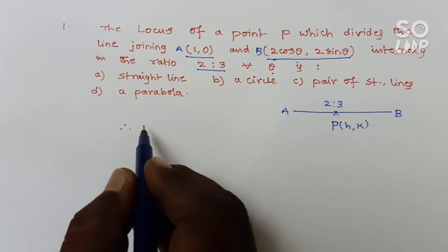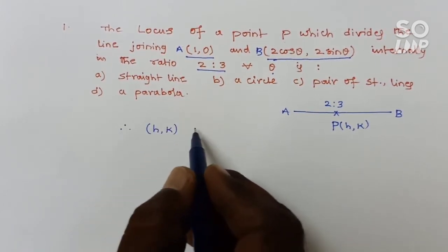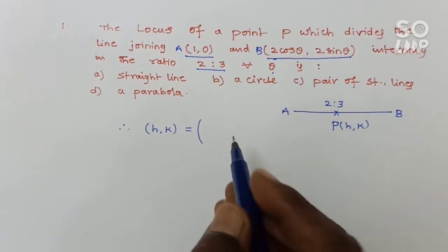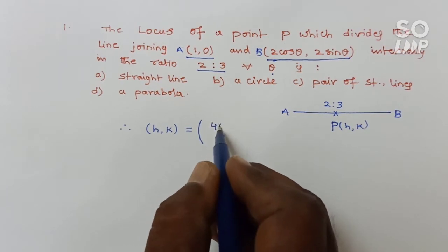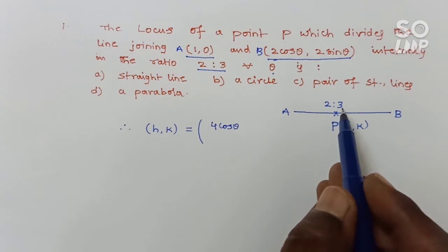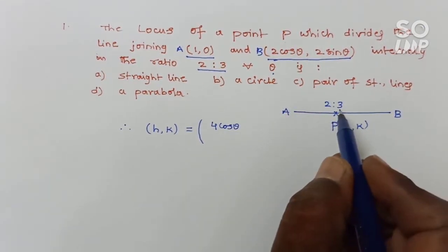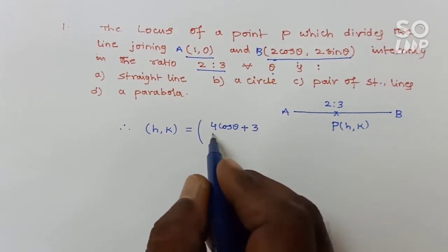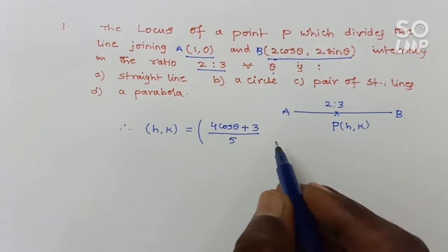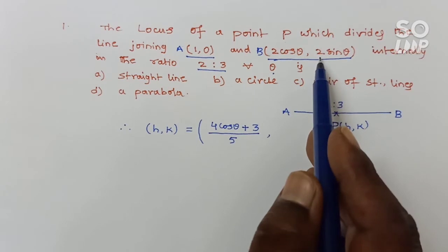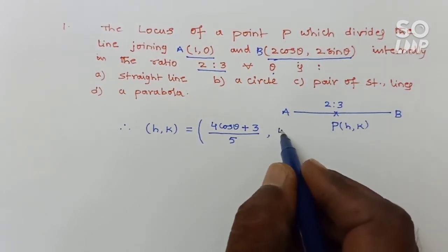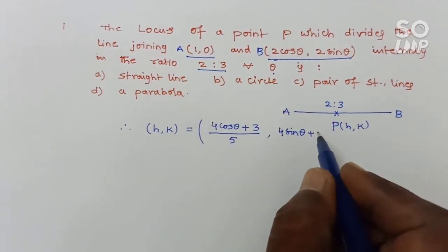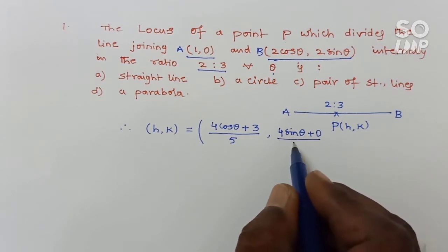A is (x1, y1), B is (x2, y2). Therefore P, that is (h, k), equals, by the internal section formula, (L x2 + M x1)/(L + M), (L y2 + M y1)/(L + M). x2 is 2 cos theta, so 2 into 2 cos theta is 4 cos theta, plus M into x1, where M is 3, so 3 into 1 is 3, whole divided by L plus M, that is 5, comma L into y2. y2 is 2 sin theta, so 2 into 2 sin theta is 4 sin theta, plus M into y1, y1 is 0, so this is 0, whole divided by 2 plus 3, that is 5.